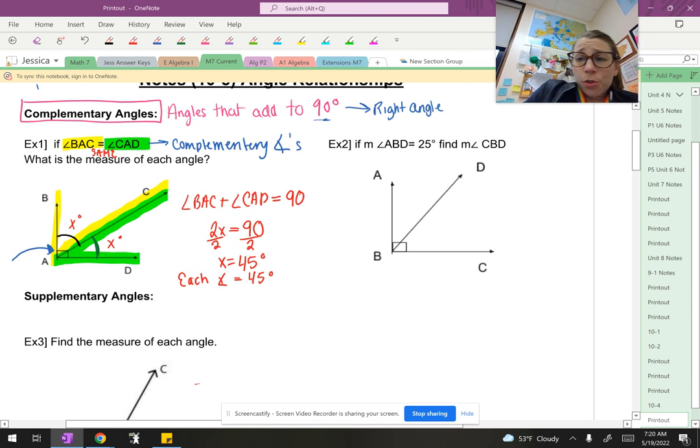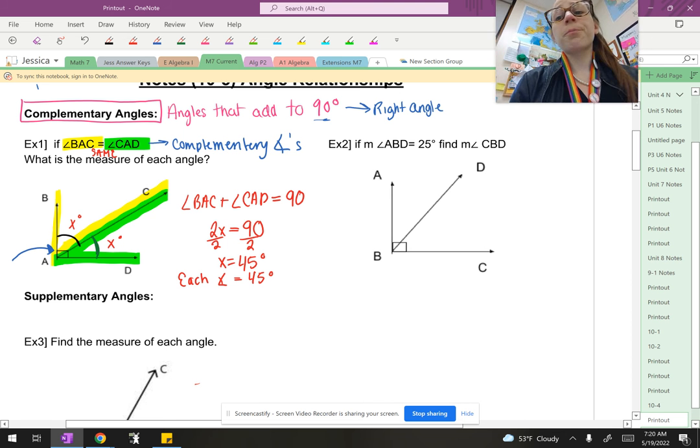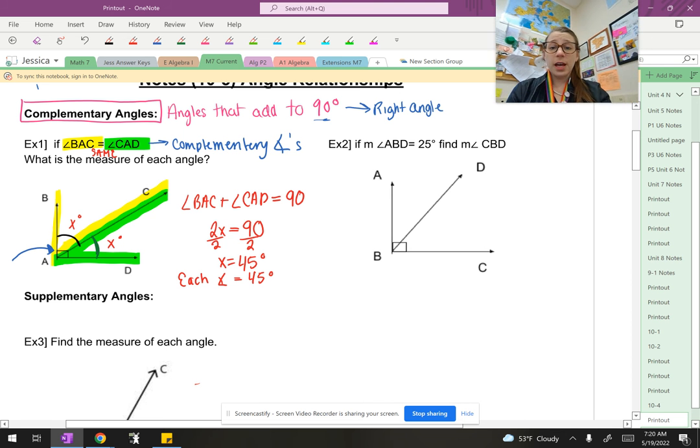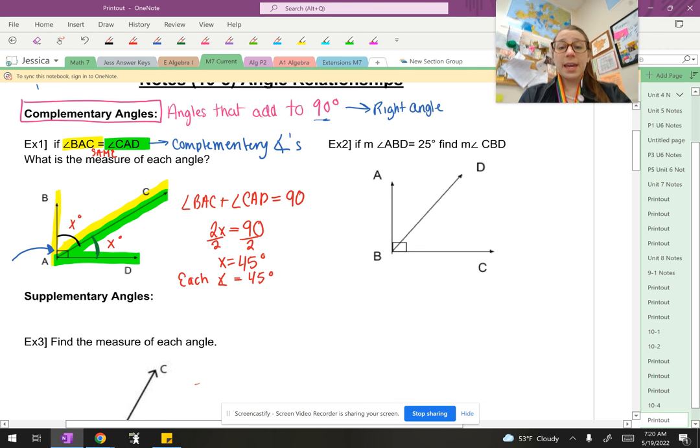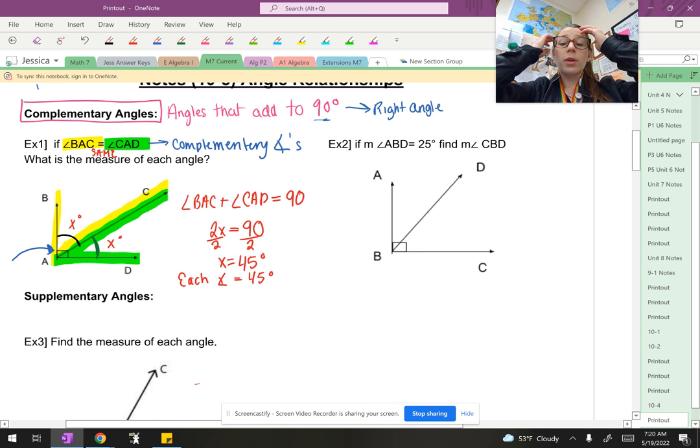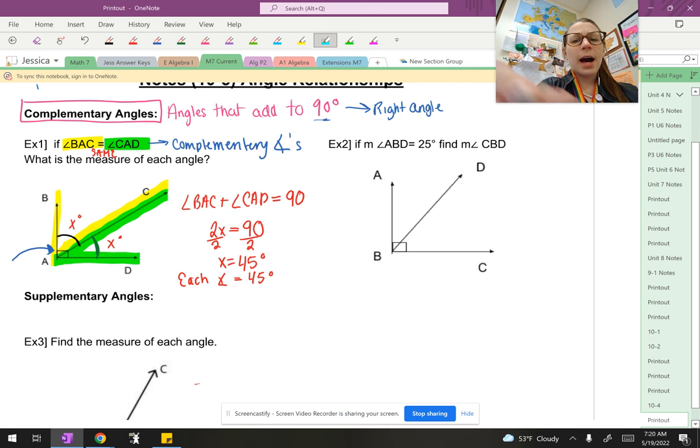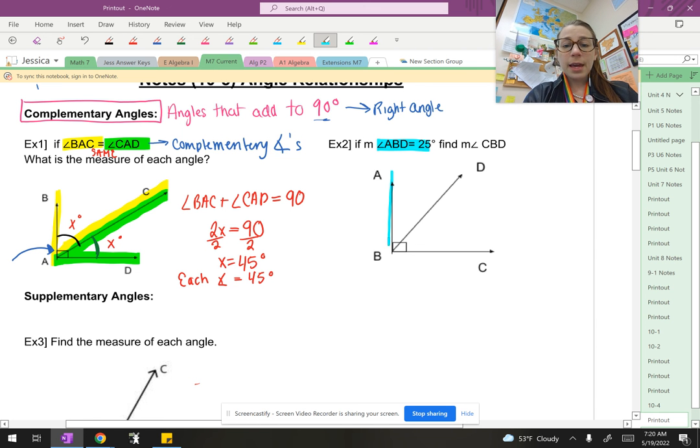Jumping on to example 2, which I'm going to do right in this same video here. Example number 2 says, if the measure of angle ABD equals 25 degrees, so again, highlighting these angles is going to be the best thing for you. Angle ABD, remember the vertex is always in the middle, so that's this angle here. Find the measure of angle CBD.